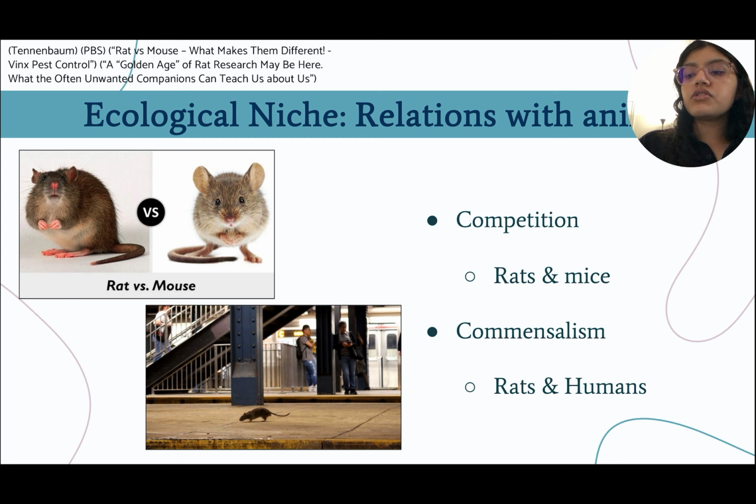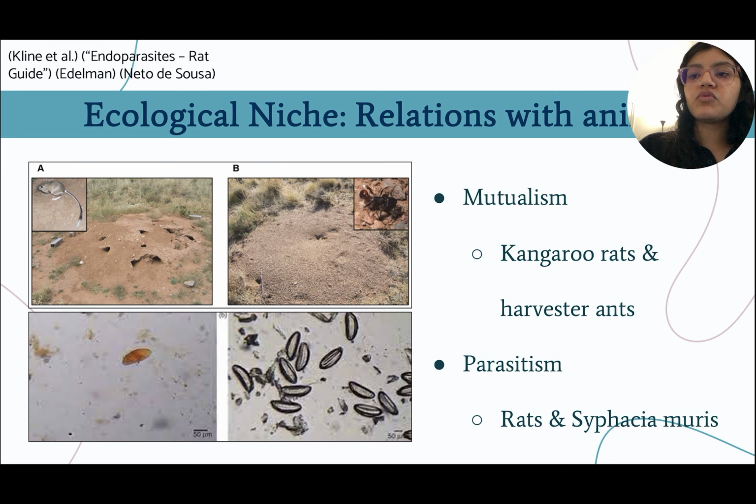And you'll also see that there's mutualism between kangaroo rats and harvester ants. Kangaroo rats, with their burrowing, provide natural shelter for harvester ants, but harvester ants also provide food that they harvest for the kangaroo rats in their central collection of the burrow materials.